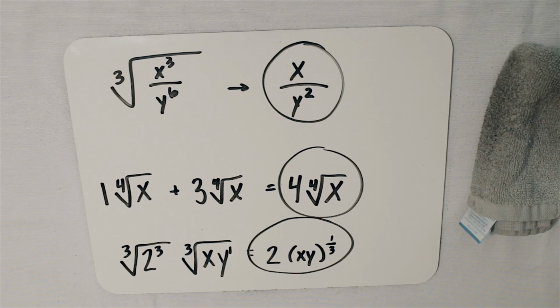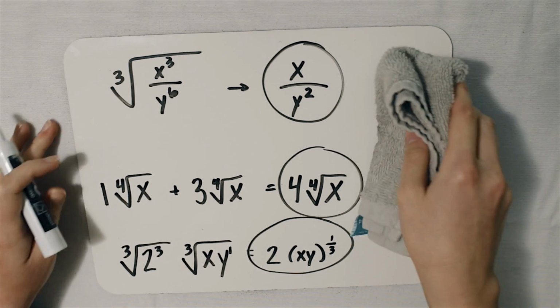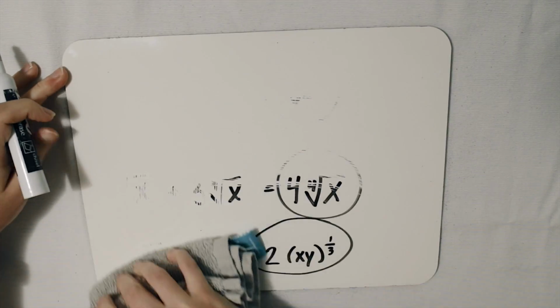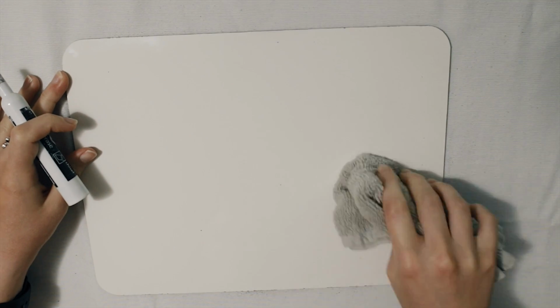Okay, so I'm going to skip down to 21 now. This section just says to solve for the unknown. So all we're doing is solving for the variable. So 21.